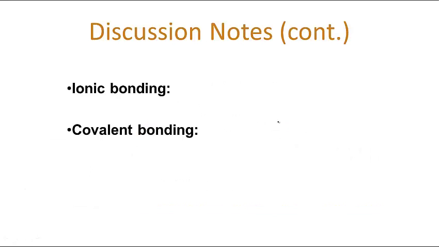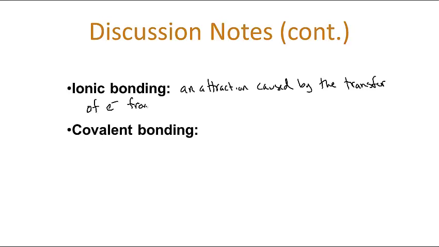All right, a little bit more. We're getting there. Ionic bonding is an attraction caused by the transfer of electrons from one atom to another.